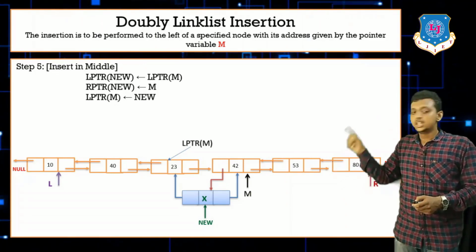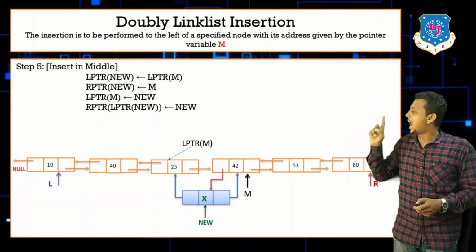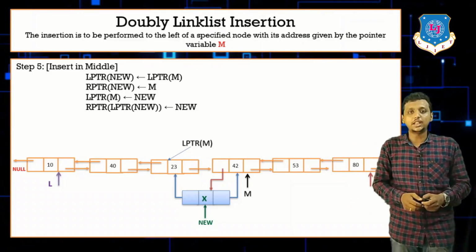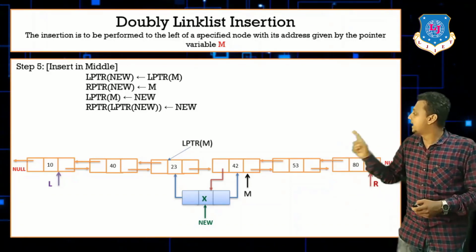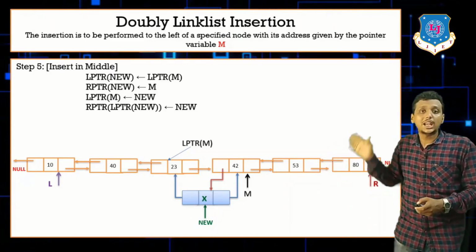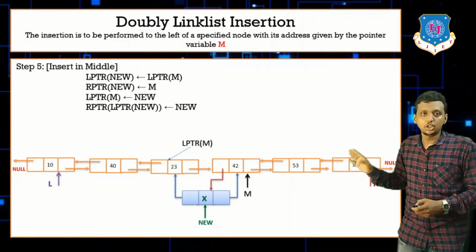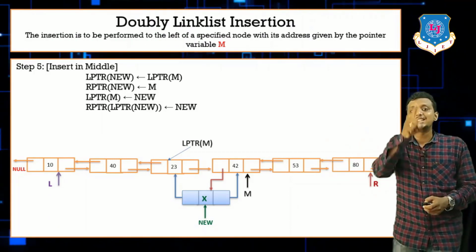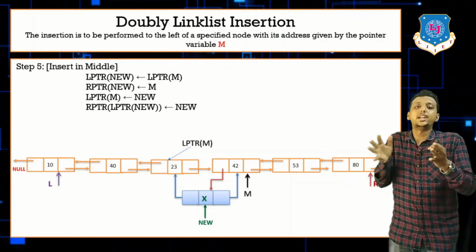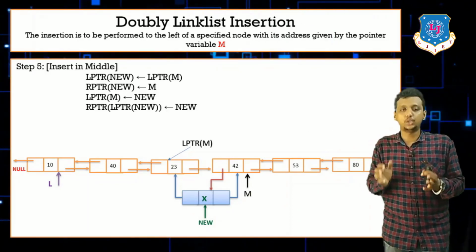So what to do? Just write it down like this: RPTR of LPTR of new. Students, why RPTR of LPTR of new? Because 23 is on the left side of the new. 23 is on the left side of the new. That means the left pointer of the new is connected to 23. So now the identity of the 23 is LPTR of new.